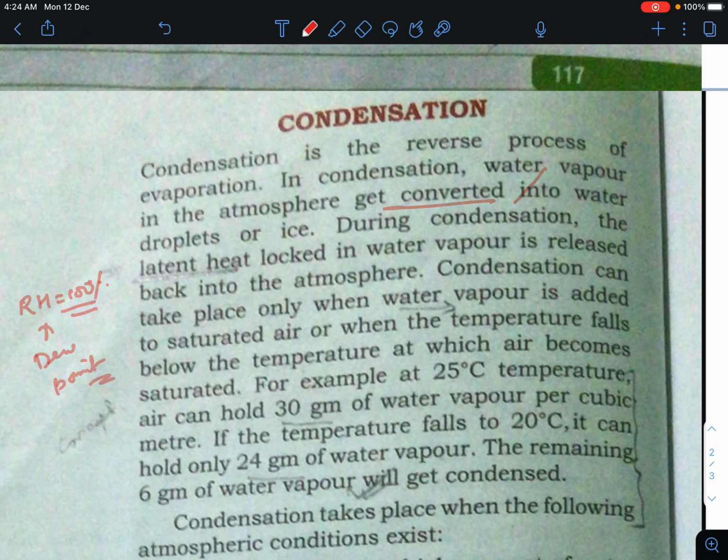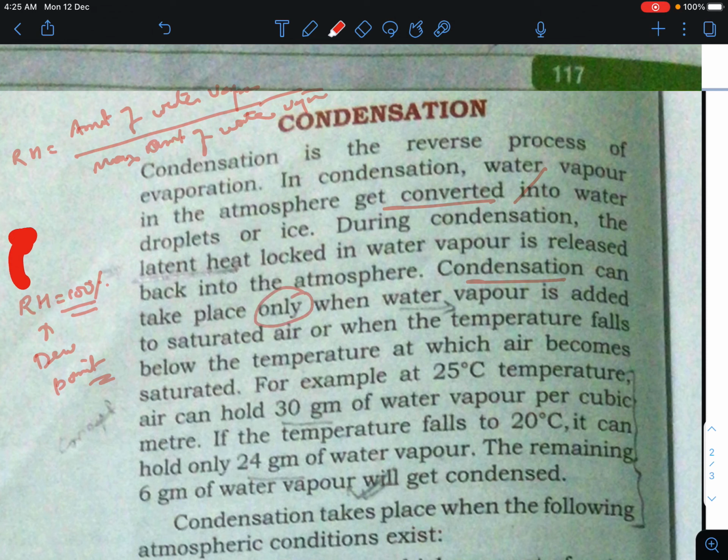As you have already studied, RH is the relative humidity. Relative humidity means RH is equal to the amount of water vapor divided by the maximum amount of water vapor that air can hold.